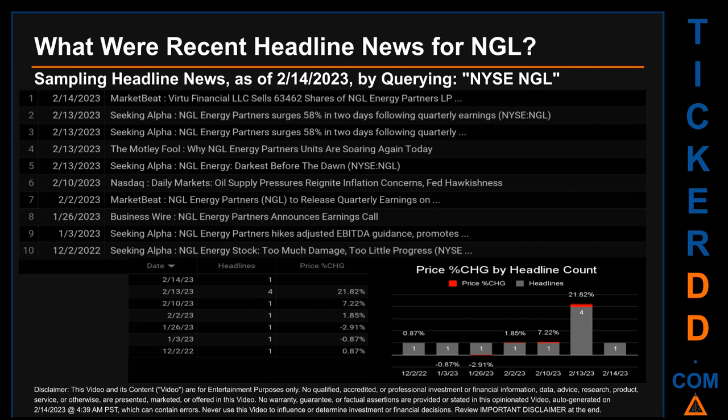Thursday, January 26, 2023 was the day with the highest percentage change in price when we compare opening versus closing price for the ticker. The day saw a drop of -2.91% when NGL opened trading at $1.72 and closed at $1.67. There was one found headline when Business Wire published the headline that read, NGL Energy Partners announces earnings call.